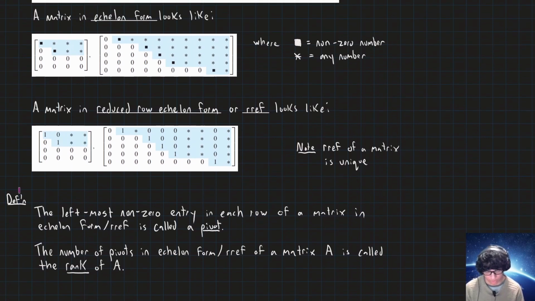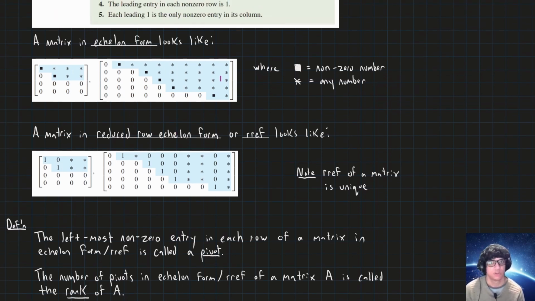And now I'll say some important definitions. These leading terms, the leftmost non-zero entry in each row of a matrix in either echelon form, is called a pivot. I'll explicitly highlight the pivots here. This is a pivot, this is a pivot, this is a pivot, this is a pivot, this is a pivot. So the echelon form reveals the pivots. This is a pivot, this is a pivot.